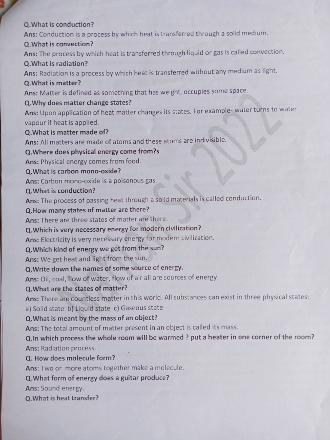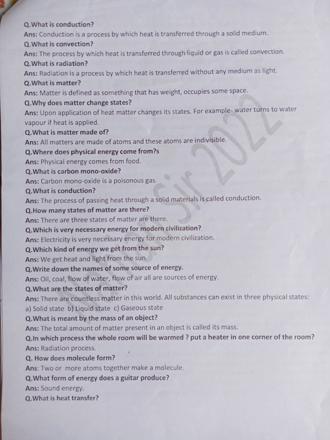Question. Which is very necessary energy for modern civilization? Answer. Electricity is very necessary energy for modern civilization. Question. Which kind of energy do we get from the sun? Answer. We get heat and light from the sun. Question. Write down the names of some sources of energy. Answer. Oil, coal, flow of water, flow of air are all sources of energy.